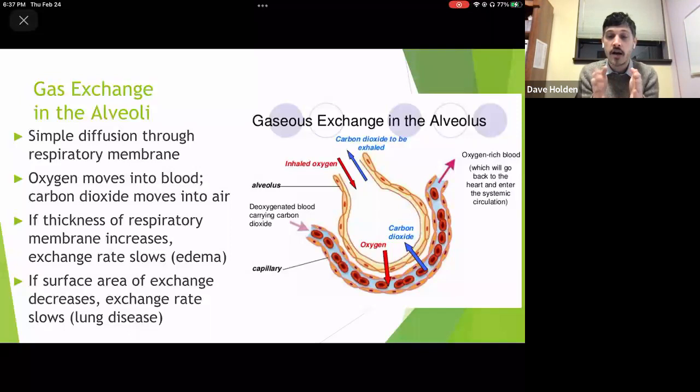If the membranes are thicker, diffusion happens more slowly. We cannot sit here and wait and wait and wait for the lungs to turn gas over to the blood. This has to be a pretty quick process. So we need that layer to be really thin. If the surface area of exchange decreases, the exchange rate slows. That's a lung disease. That's exactly what we're talking about with COPD. The name of the game with the lungs for gas exchange is surface area. If you reduce the surface area, you do not get gas exchange occurring. That is some kind of lung disease.